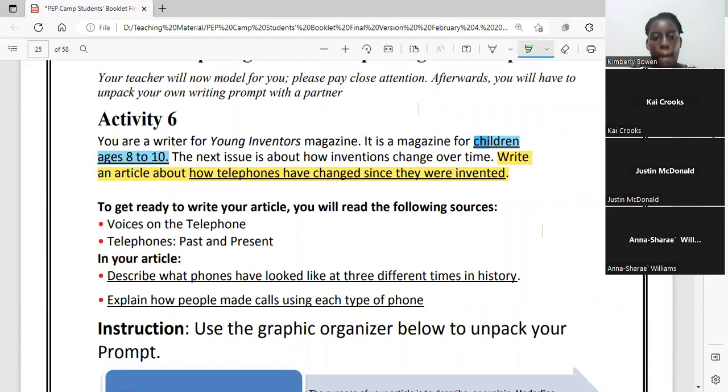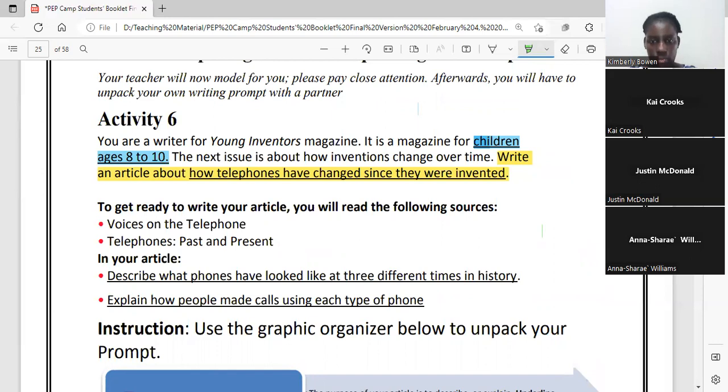The next issue is about how inventors change over time. Is that a strong verb? No, that's not a verb. We want one word, one doing word. What we're going to be doing in the article. What are we going to be doing? Change. Repeat.